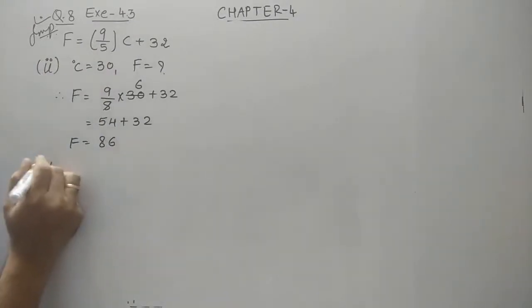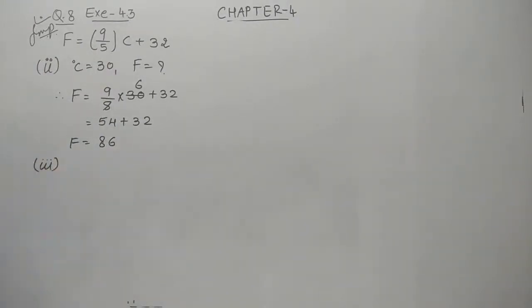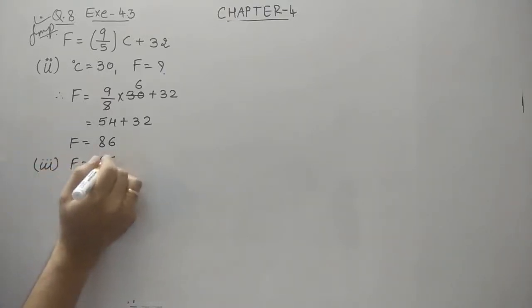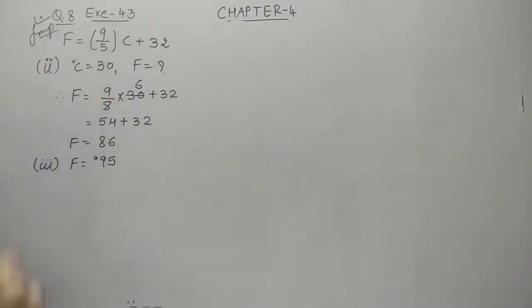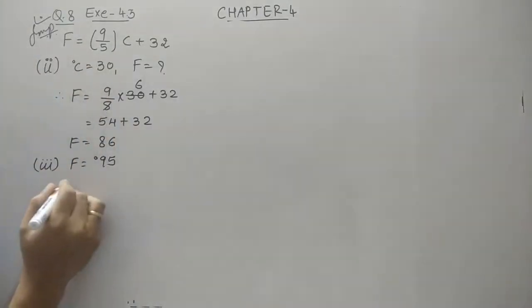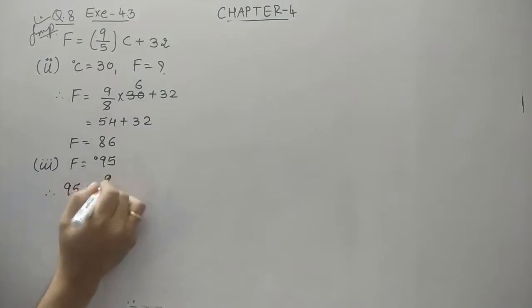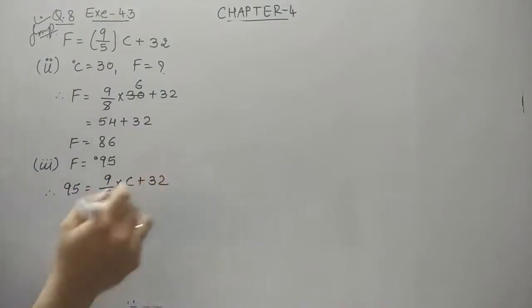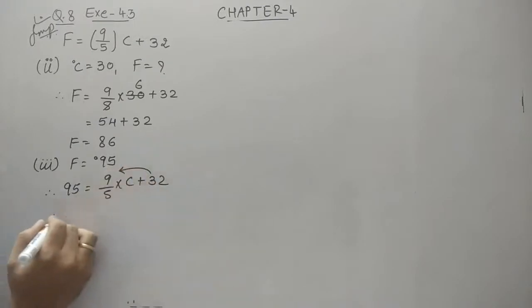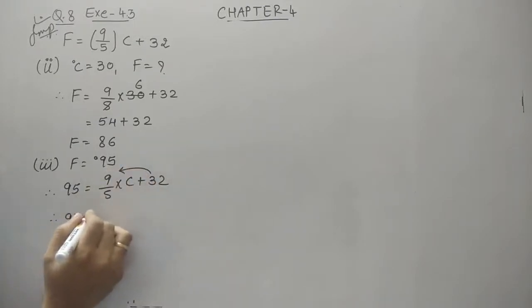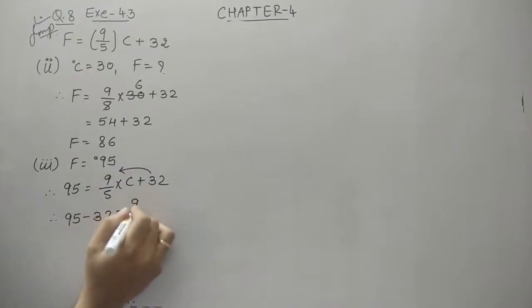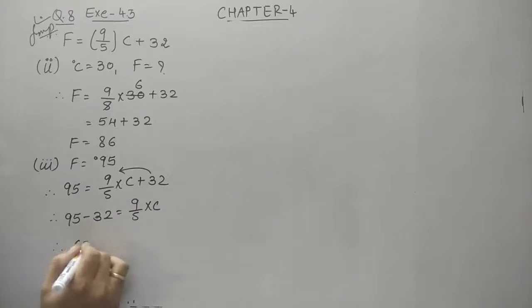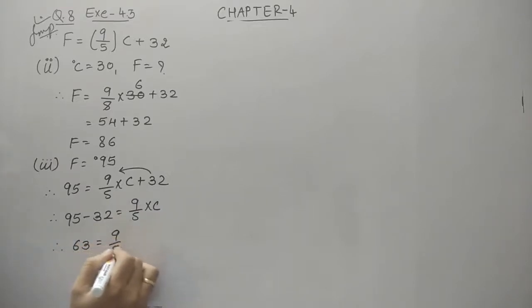Let us see one more question. The third question: if the temperature F is given as 95 degrees Fahrenheit, then what will be the Celsius? So in this equation, we will substitute F as 95. So 95 is 9 upon 5 into C plus 32. To get the value of C, first we have to take this 32 to the left hand side. 95 minus 32 is 9 upon 5 into C. We can subtract this, so it will be 63 is equal to 9 upon 5 into C.